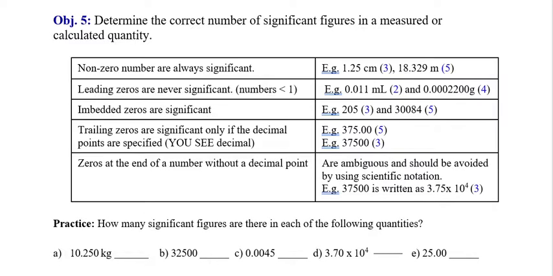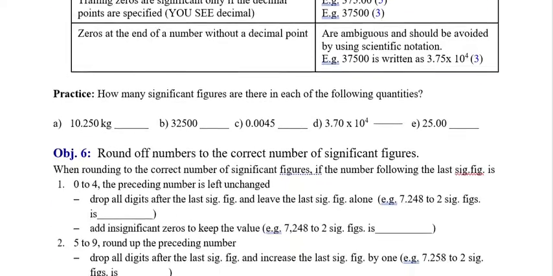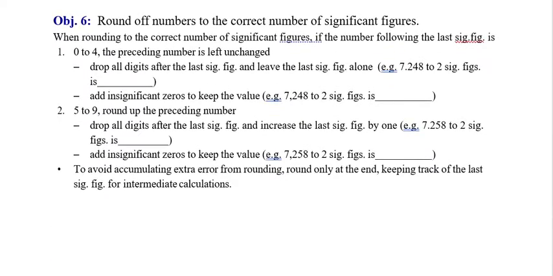Okay, so the next thing to do, once we know what is significant and what is not, now we have to talk about rounding off numbers to the correct number of significant figures. So, you've already probably dealt with rounding numbers in math in the past. Let me give you the rules that we're going to follow in chemistry. They're actually no doubt the same ones that you've already encountered in algebra.